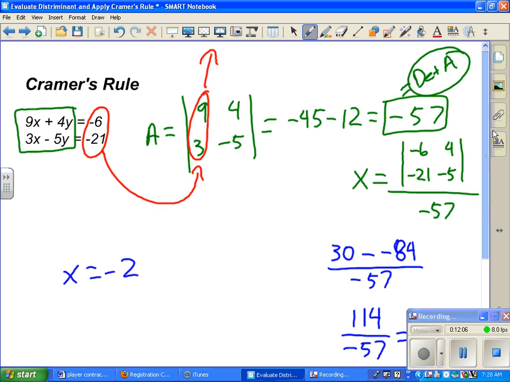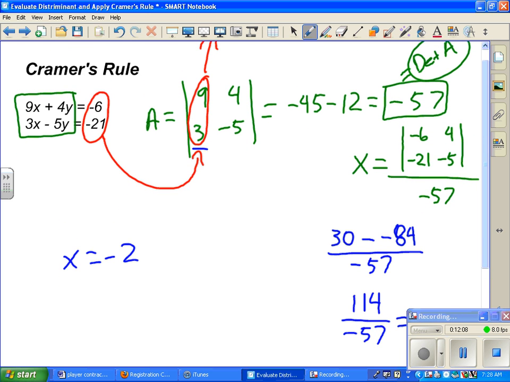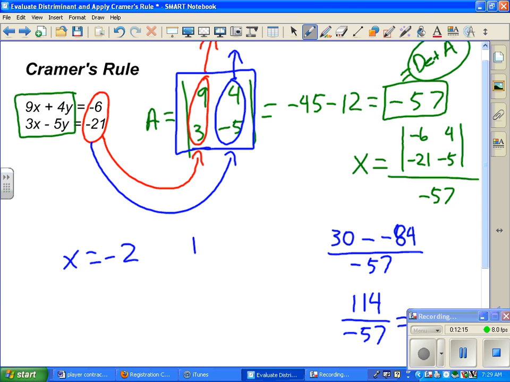Okay, now if I'm going to find y, I do the same thing. I start off with this original matrix. I take out the y column, because that's what I'm trying to find, and I plug in the answer column. So I take the determinant of 9, 3, negative 6, negative 21, and I divide it by negative 57 because that was the determinant of my coefficient matrix.